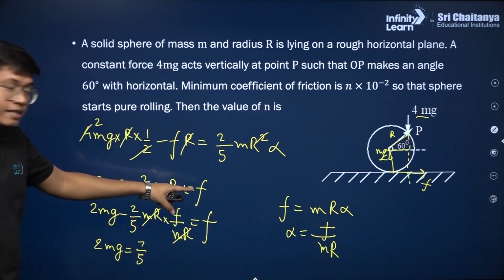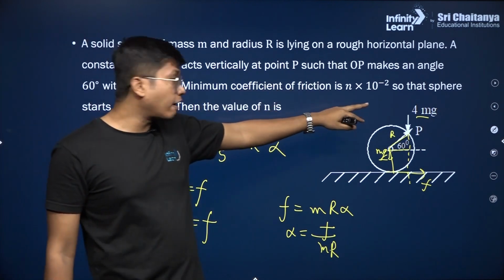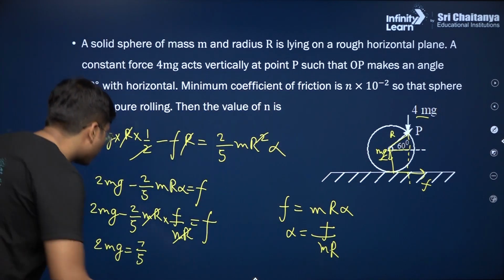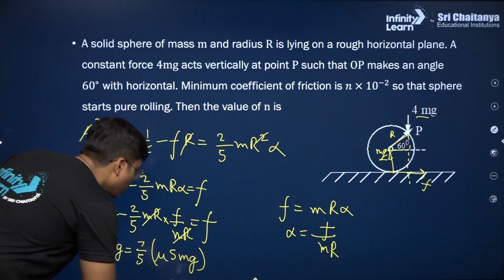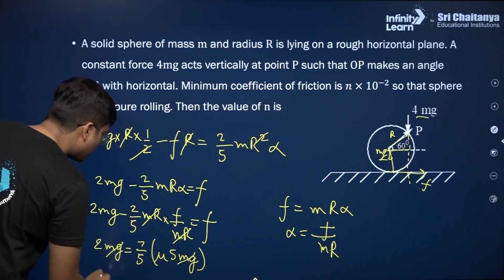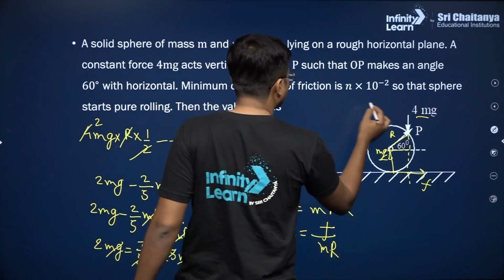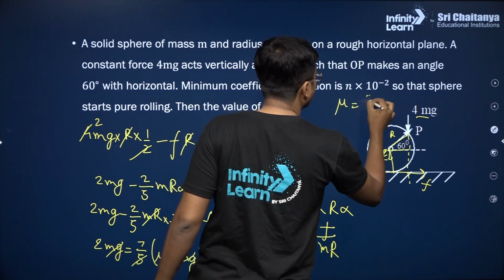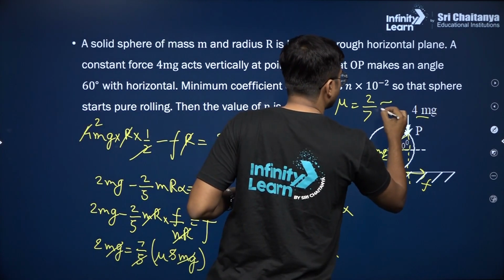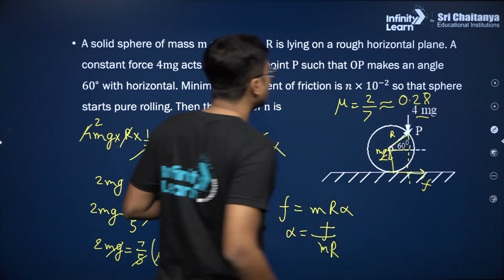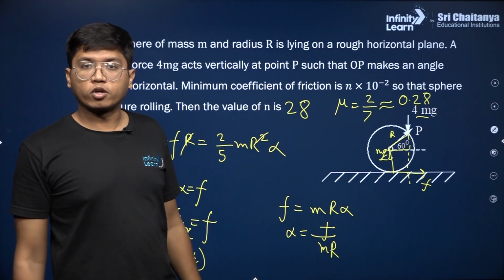7 by 5 f, and this f we can write as mu into n, right? And the normal reaction we just found is 5 mg, 4 mg plus mg, right? So it's going to be mu into 5 mg. From here we can cancel out the mg's on both sides, cancel out the 5 up and top. Your mu value would be equal to 2 by 7, that is roughly equal to 0.28. So n value is going to be 28. That is going to be the correct option.